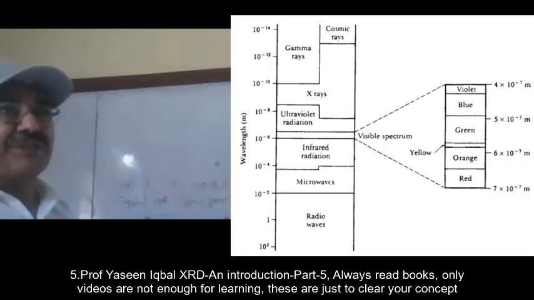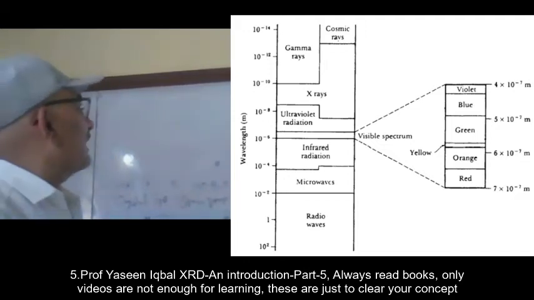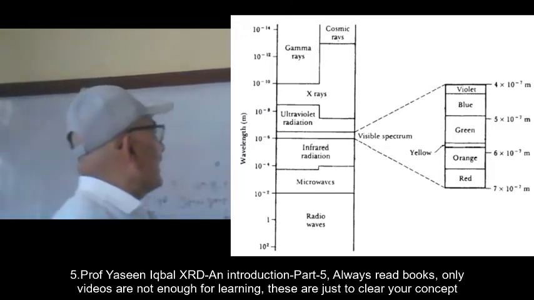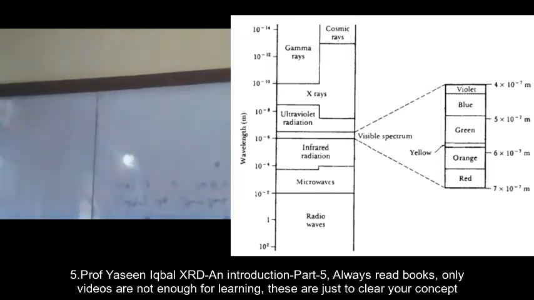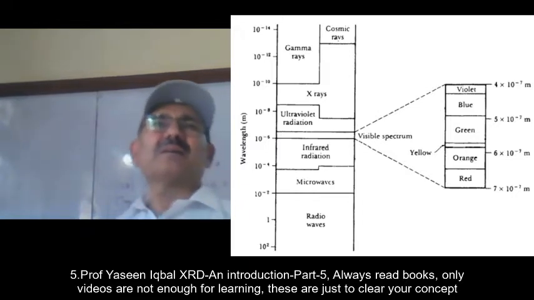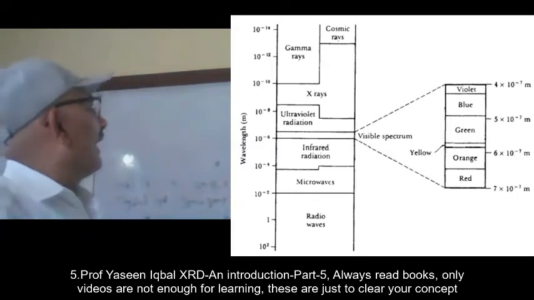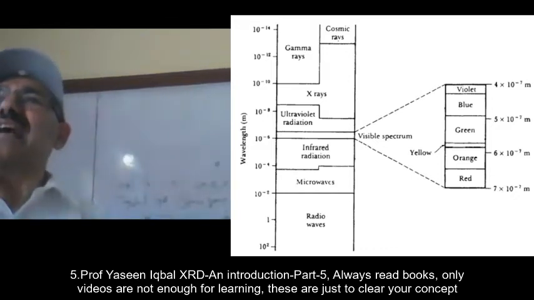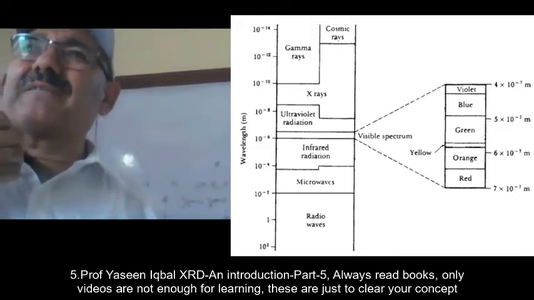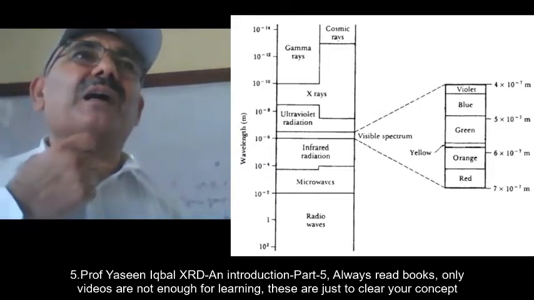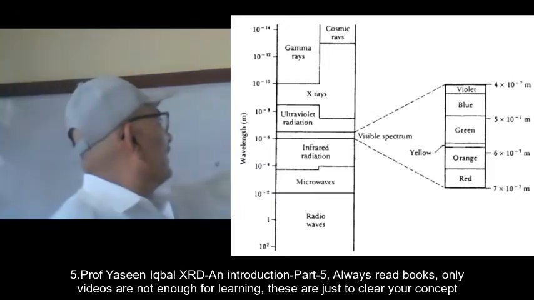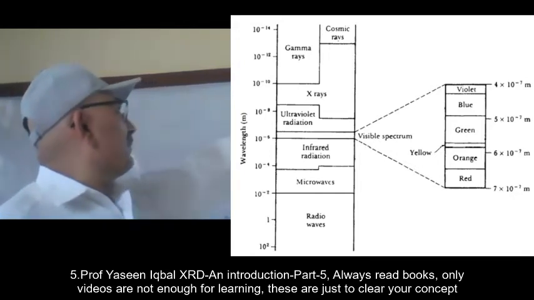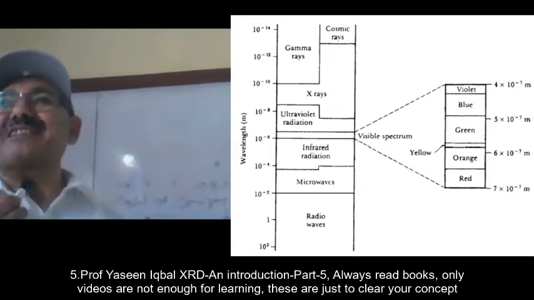You must know this. This is the whole electromagnetic spectrum. And we are interested in the range from 10 power minus 10, which is 1 angstrom. And when it is 10 power minus 8, it is 100 angstrom. When you go a little bit up, that will become about 80 angstrom.